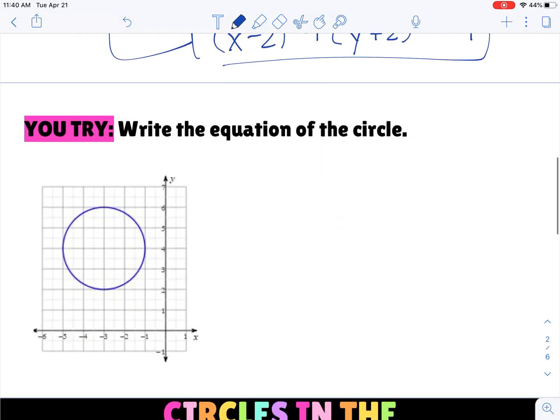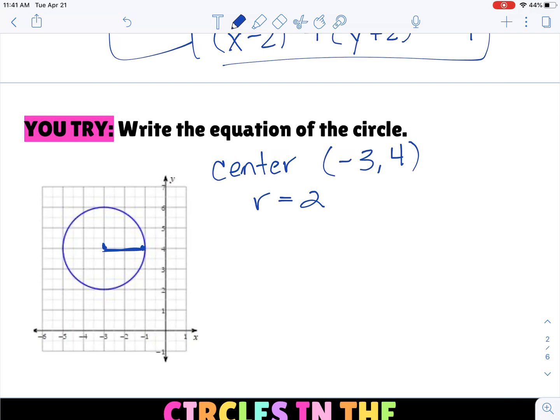On this next page, I'd like you to press pause and then come back to it when you complete it. So you're writing the equation of this circle. Step 1, find the center. That is at (-3, 4). Find the radius. You can either use the distance formula or you can count boxes. Choose a point on the circle. Find the distance between those two. It has a radius of 2. Okay, or you can use the distance formula.